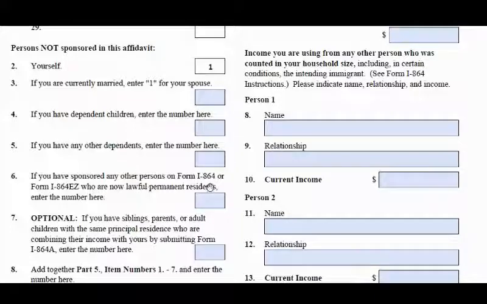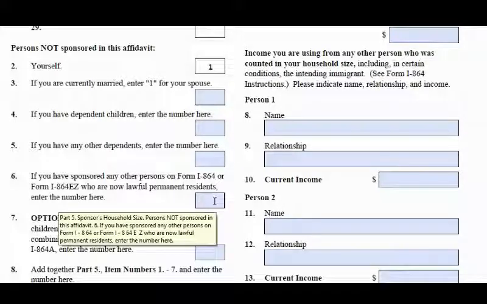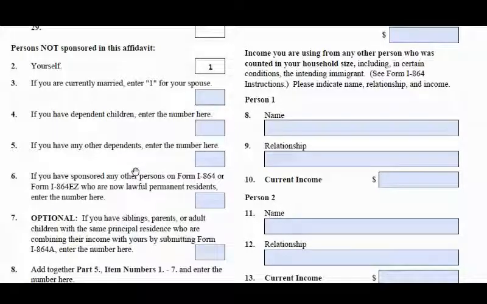If you have sponsored any other person on Form I-864 or Form I-864EZ who is now a permanent resident, enter the number. Basically, if you sponsored somebody and that person is a green card holder now, you're going to provide the number here. If there are two people, you put two here. If there are three, you put three. If there is just one person, put one.